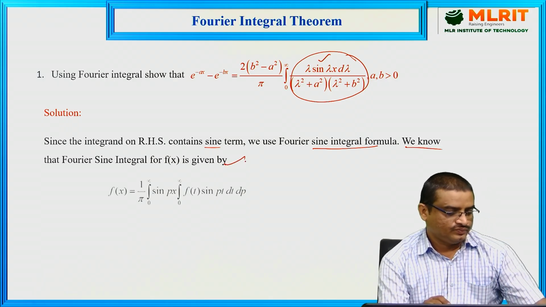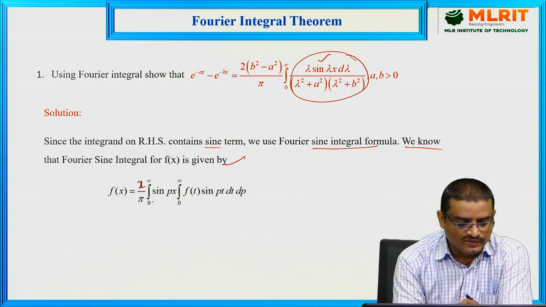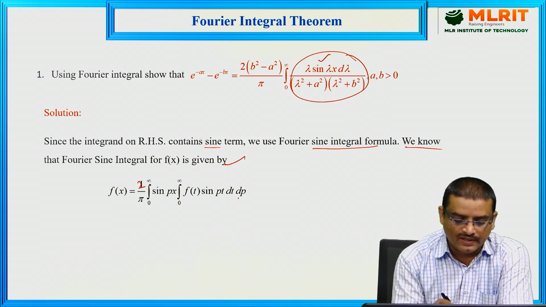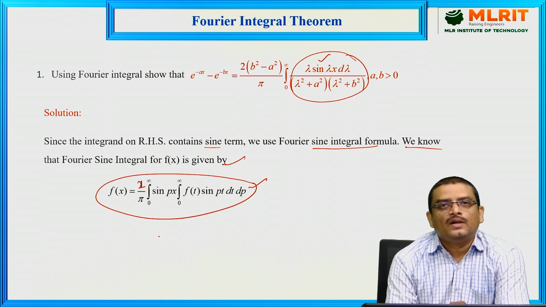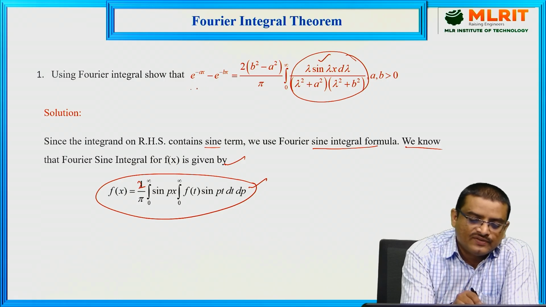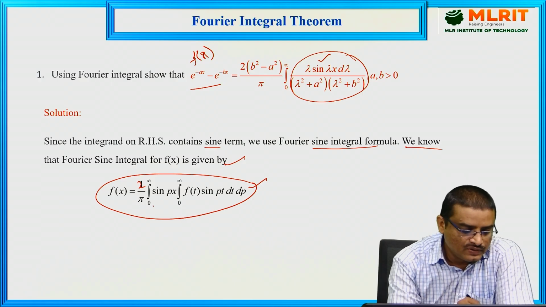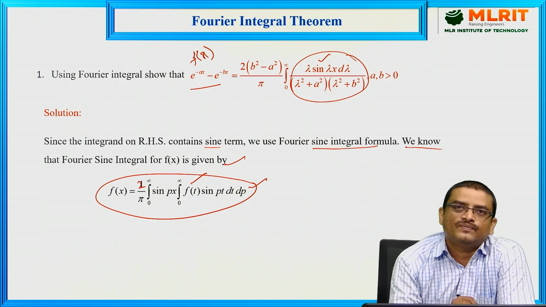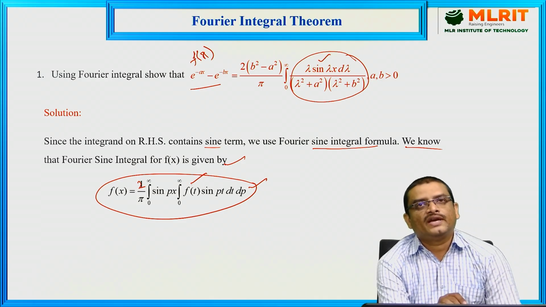So you will get this value is equal to 2 by pi integral 0 to infinity sine px integral 0 to infinity f of x into sine pt dt. This is our Fourier sine integral formula. Now here you consider this function as f of x, since the function is in terms of x. Now if we observe this RHS part, we don't have f of x here. Instead of f of x we are having f of t. Now by using this function you try to get the value of f of t. Just replace x with t, and you will get the f of t function here.